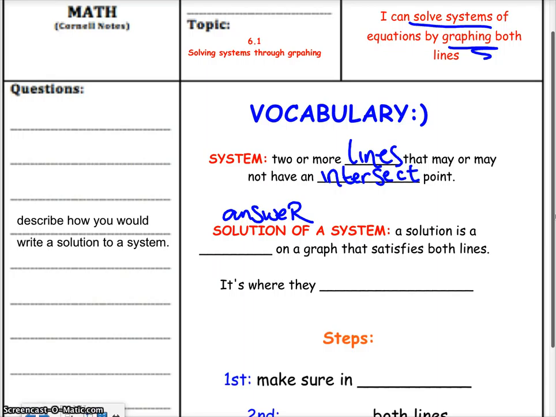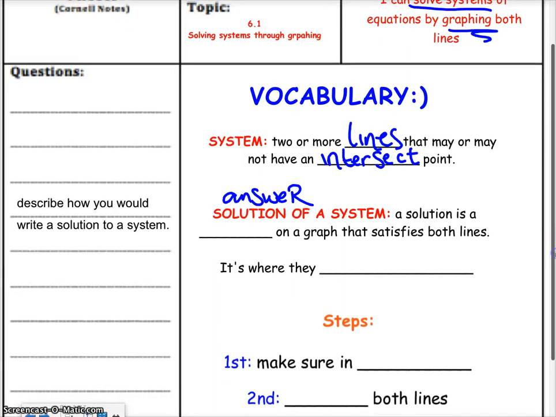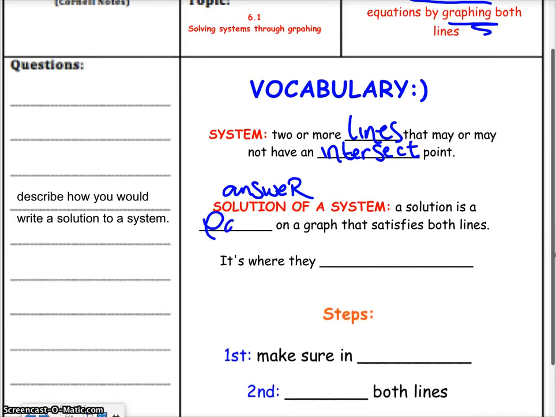And when I say an answer, well, you have 2 graphs. What do I mean by an answer given 2 graphs? It's a point on a graph that satisfies both lines. Satisfies, I'm putting that in quotations. Satisfies means it makes it true. It's true on both lines. A solution is where they intersect.